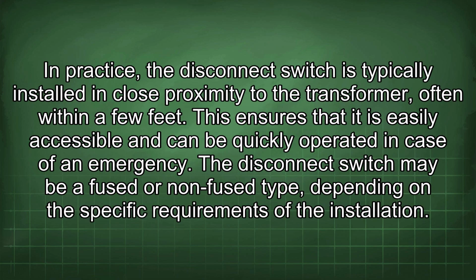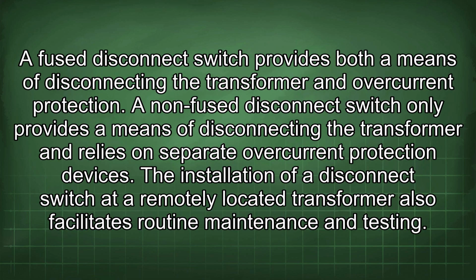In practice, the disconnect switch is typically installed in close proximity to the transformer, often within a few feet. This ensures that it is easily accessible and can be quickly operated in case of an emergency. The disconnect switch may be a fused or non-fused type, depending on the specific requirements of the installation. A fused disconnect switch provides both a means of disconnecting the transformer and overcurrent protection. A non-fused disconnect switch only provides a means of disconnecting the transformer and relies on separate overcurrent protection devices.